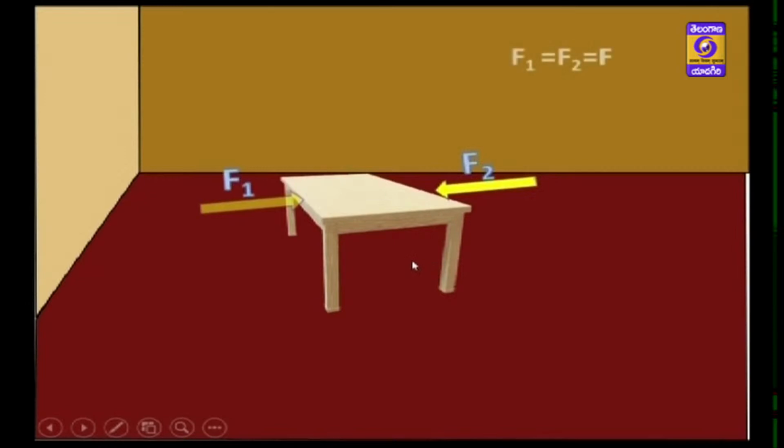Say the force applied by your friend is F2 and the force applied by you is F1. So both are applying equal force. Observe here, both are applying the force on the table, but still the table is at rest. Why is this table still at rest? Let us calculate the total force on this table.